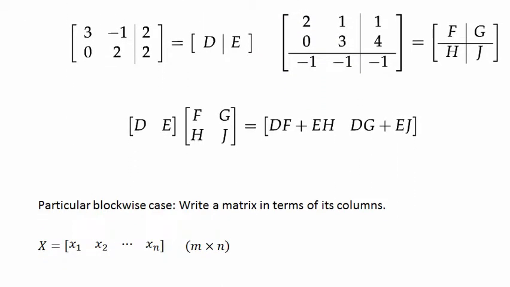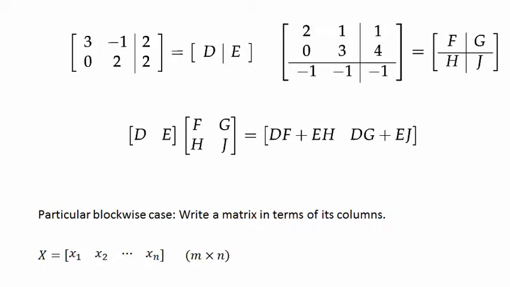So here are a couple of example matrices. Here I've got a matrix which overall is 2 by 3. However, we can write it in terms of two blocks. One block D, which is 2 by 2, and a block E, which is 2 by 1. Or here's another example of a 3 by 3 matrix written in terms of 4 blocks. F is 2 by 2, G is 2 by 1, H is 1 by 2, and J is a scalar, 1 by 1. Now you're not completely free to determine the sizes of these things.